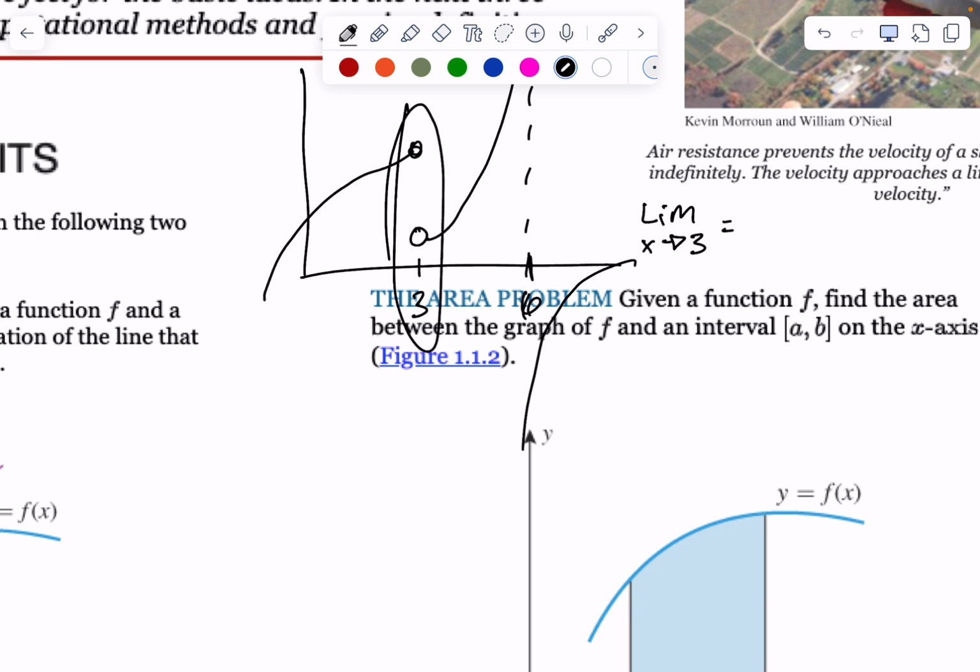Where's the limit at 3? It isn't whatever the top number is. That's what the value is. That's what f of 3 is. That's what the y-coordinate is, but what's the limit? There is no limit because either side is not in agreement, so the limit does not exist at 3. Okay?